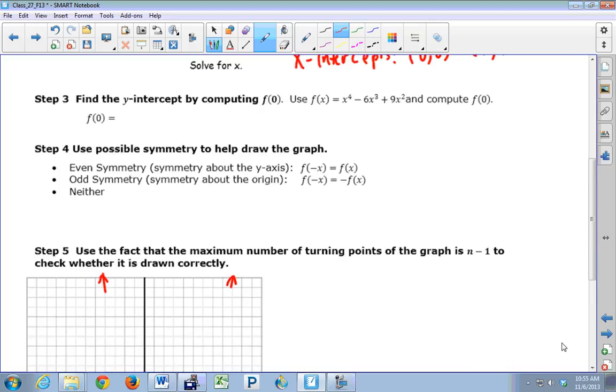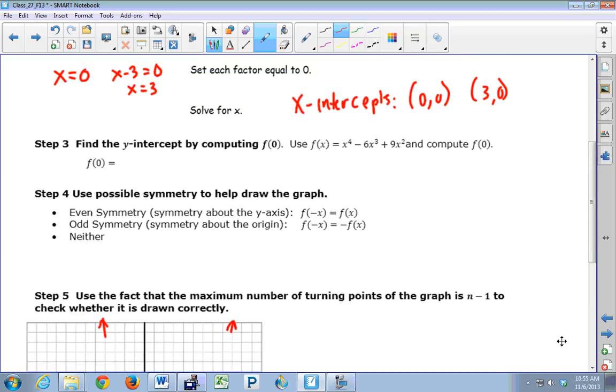Now I'd like to know, what is my y-intercept? My y-intercept is when x is 0, I want to find f of 0. So I throw 0 into that function. Everything's being raised to a power. 0 being raised to a power is always going to be 0. So 0, 0 is not only my x-intercept, but it's my y-intercept as well.